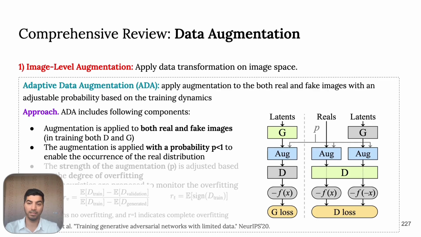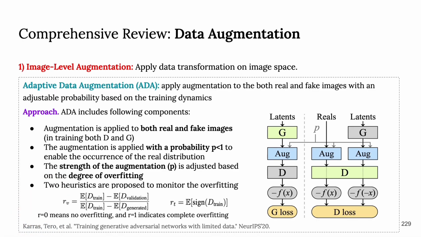On the left side, we can see the learning path for the generator of the GAN, and on the right side, we can see the learning path for the discriminator. They apply augmentation on both real and fake images. The augmentation is applied with a probability less than 1, and this helps the occurrence of the real distribution and prevents leaking these augmentations to the generator. And the strength of the augmentation is adjusted based on the degree of overfitting.